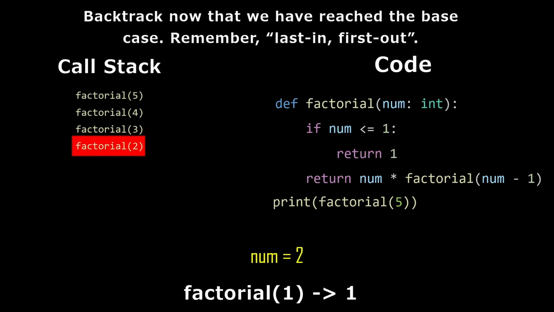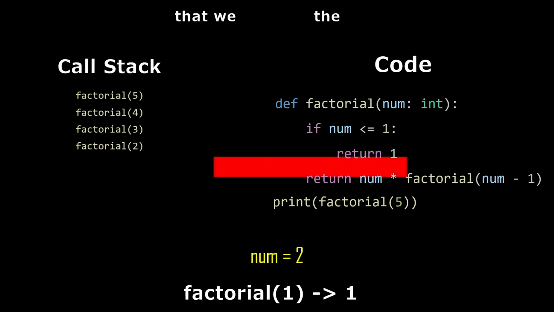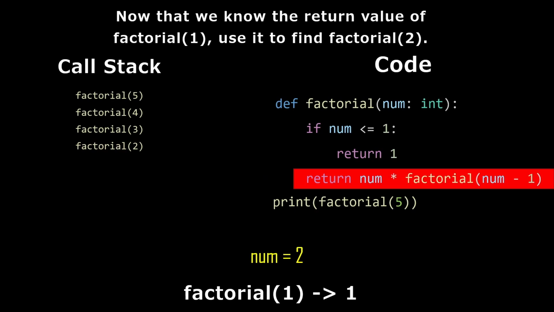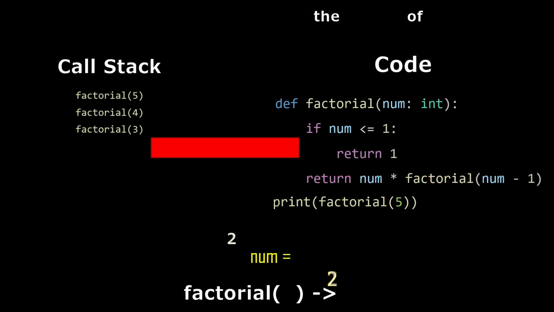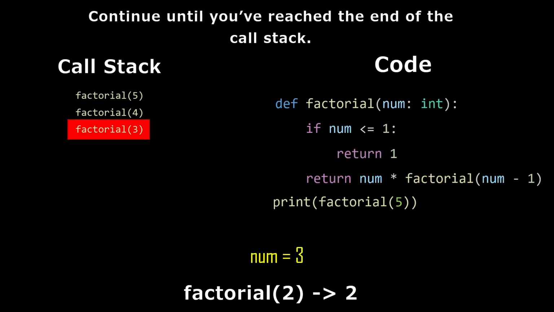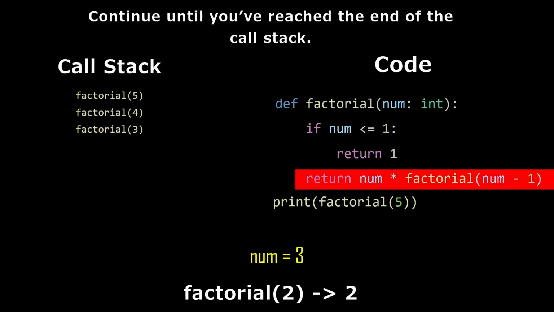So notice how factorial 1 disappeared from the call stack, and now we're back to factorial 2. Now that we have the value of factorial 1, we can finally complete this line right here. Return 2 times factorial of 1. Well, factorial of 1 is 1. Therefore, factorial of 2 is 2 times 1, which is 2. So now we're done with that call. Now we're at factorial 3. Now that we have factorial 2, we can finally complete this line right here. So we have 3 times factorial of 2. Well, factorial of 2 is 2. So 3 times 2 is 6.